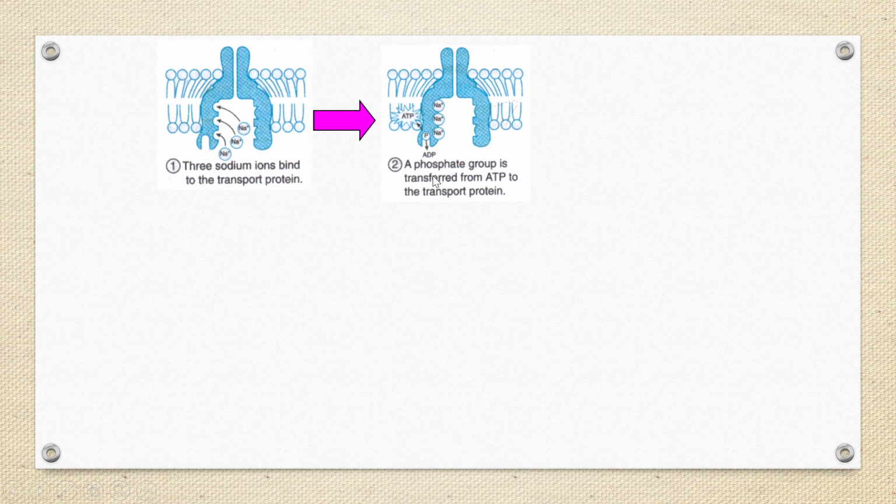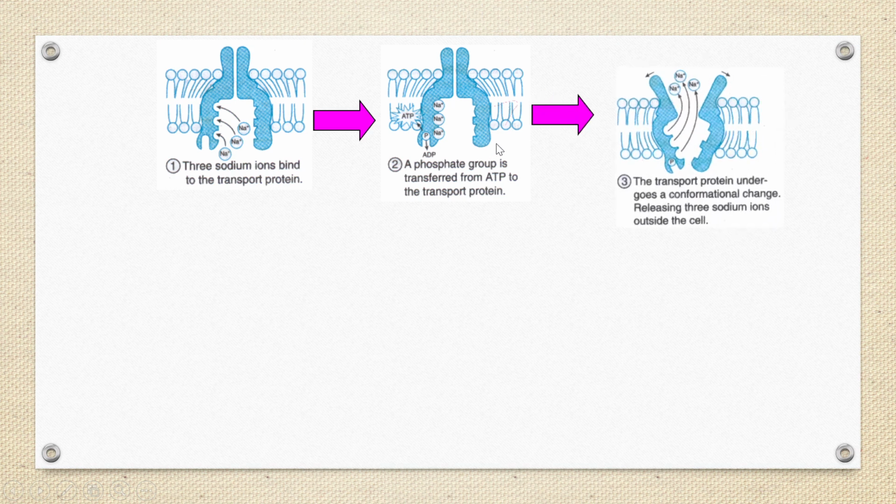So, what happens next is that ini memerlukan ATP, don't forget. So, ATP is here. A phosphate group is transferred from ATP to the transport protein. Maksudnya ATP ni akan terurai jadi P and ADP. Daripada tri sudah jadi di. Maksudnya satu P tu dilepaskan. And this P, what happened to it? It is attaching to the transport protein, that is the carrier protein.